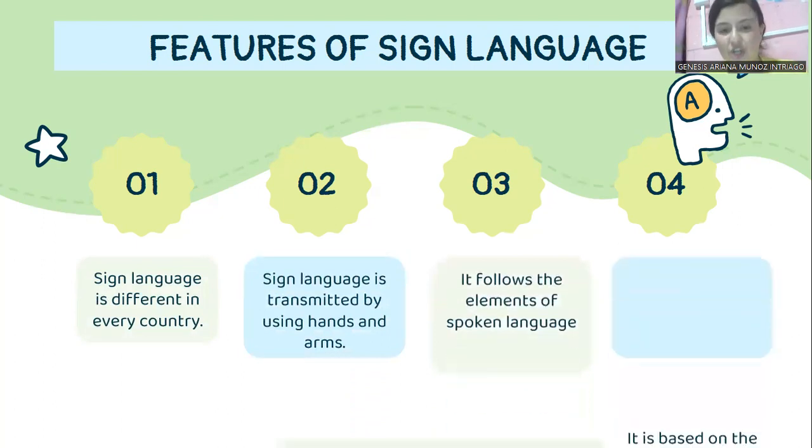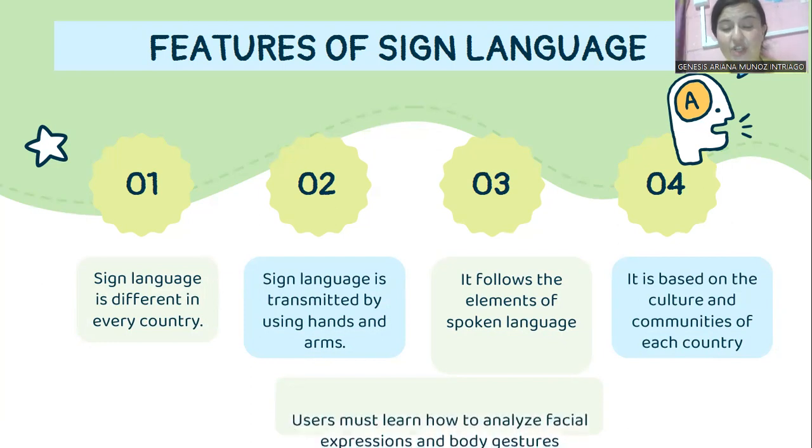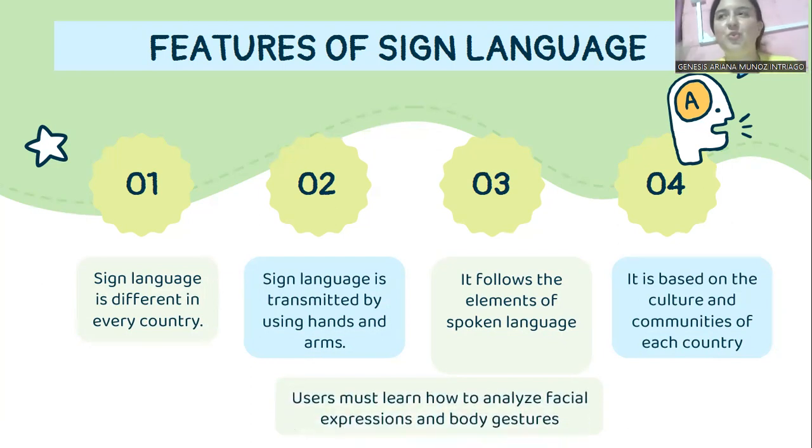It is different in each country. It is transmitted by using hands or arms. It follows the elements of spoken language, and by elements of spoken language, we are talking about the grammar structures, the vocabulary, and the verb tenses, for example. It is also based on the culture and communities of each country. And finally, to be able to identify the mood and the emotions and feelings of the person who is signing, people who use sign language must analyze facial expressions and body gestures.